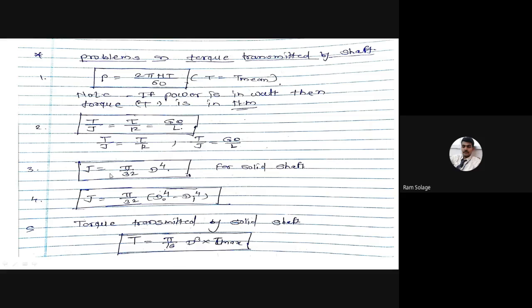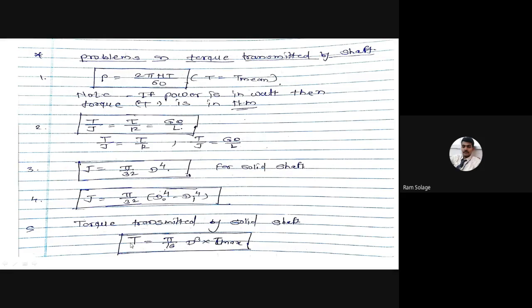Now, how to find the J, the polar moment of inertia, for a solid shaft. Depending upon the solid shaft and the hollow shaft, the value of J will vary. J is equal to pi by 32 into D raised to 4 for a solid shaft, and J is equal to pi by 32 into D raised to 4 minus Di raised to 4 for a hollow shaft.